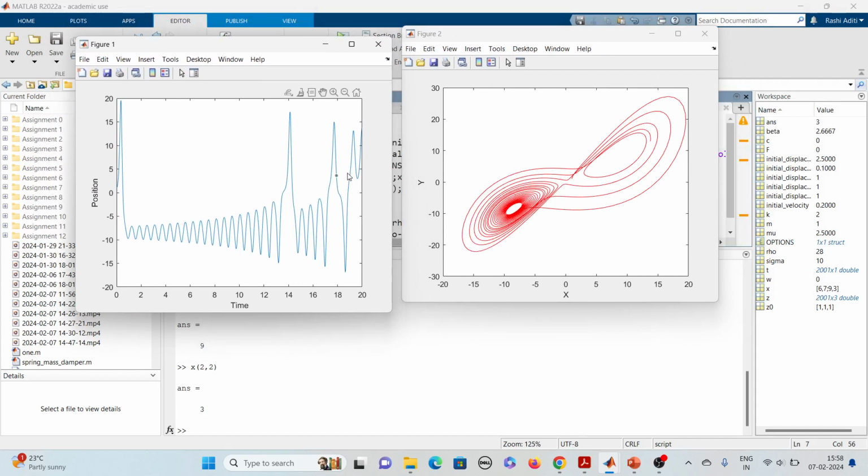Looking at this behavior, what I know is that this is not a fixed point behavior and this is not a periodic behavior. I have two options left now, which are quasi-periodic and chaotic. So how am I going to know whether it is chaotic or quasi-periodic? There comes the concept of the butterfly effect.